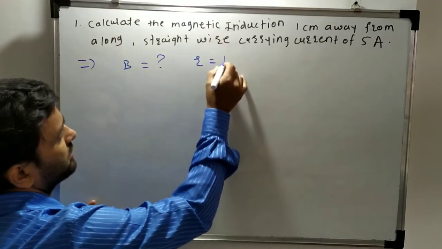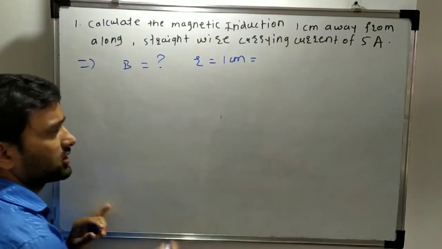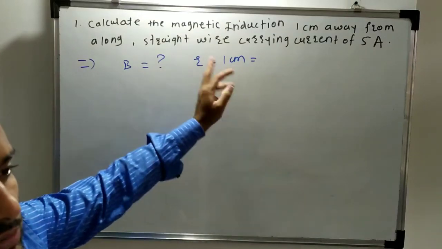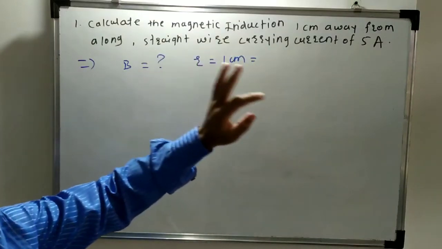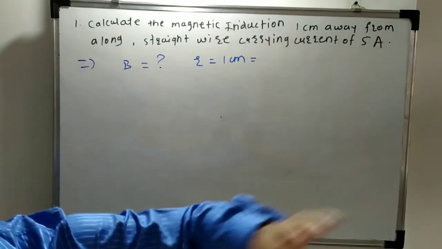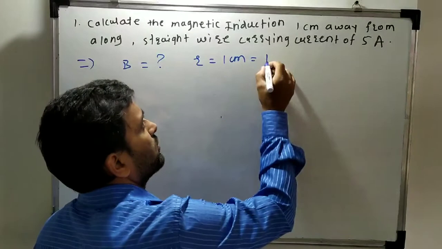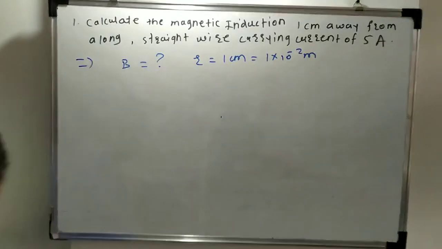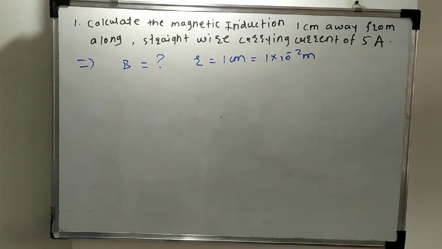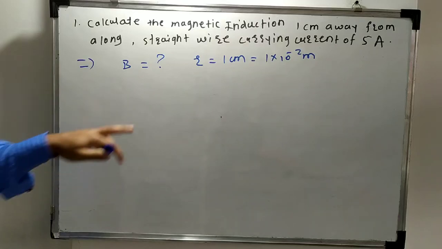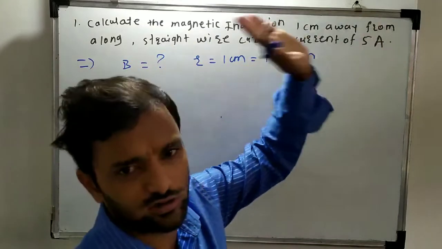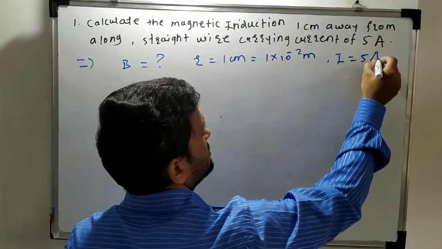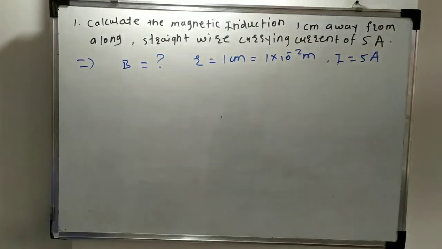So R is given as 1 centimeter. How do we convert the value? If it is given in centimeters, to convert to meters just multiply the given number by 10 raised to minus 2. So we should write 1 into 10 raised to minus 2 meter. What is the next term? The current is given: straight wire of current 5 ampere. So I is also given, it is 5 ampere.